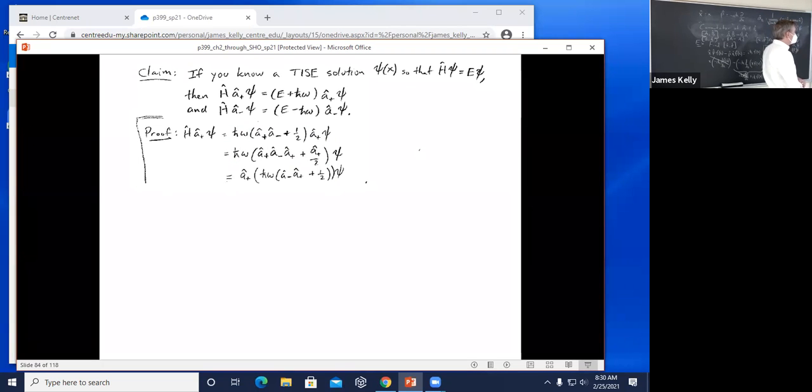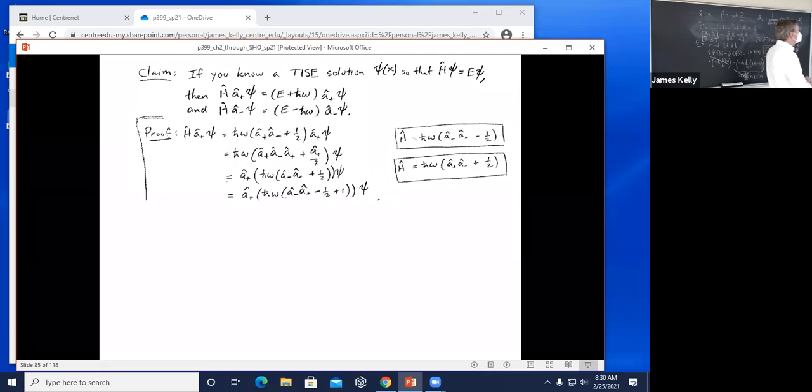I factored out the A plus because I noticed up here, I've got an A plus on the left-hand side, and that's one case where it's okay to factor it out to the left. And this one, it may as well be on the left. There's no other operators there. So I can factor that out on the left. Okay, good. Nothing complicated.